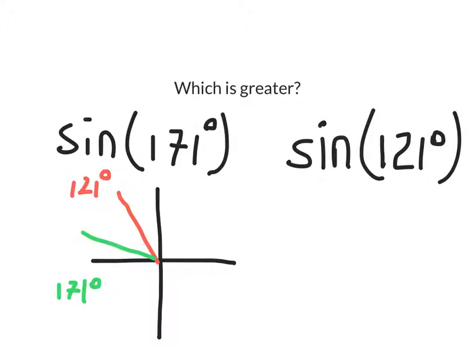All we have to do then is look at which y value is higher, or in other words, which of these is closer to the top of the unit circle. And since the 121 degree rotation is closer to the top of the unit circle, the sine of 121 degrees is going to be greater, and the sine of 171 degrees is going to be lesser.